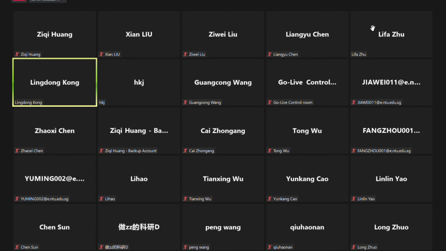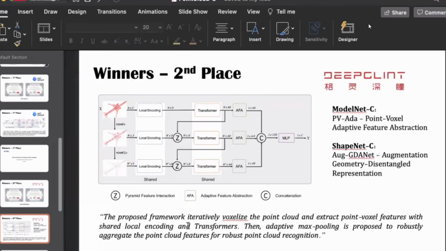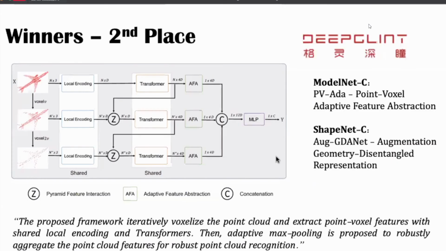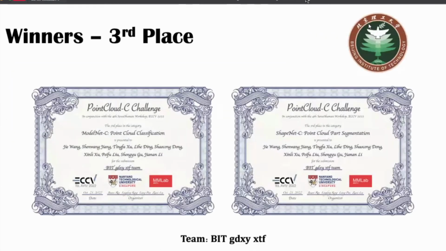Thanks, Li-Fa, for the detailed introduction of their point voxel adaptive feature abstraction methods. So let's now move on to the third place solutions. They are from the Beijing Institute of Technology, and the team name is BIT-GDXY-TXF.